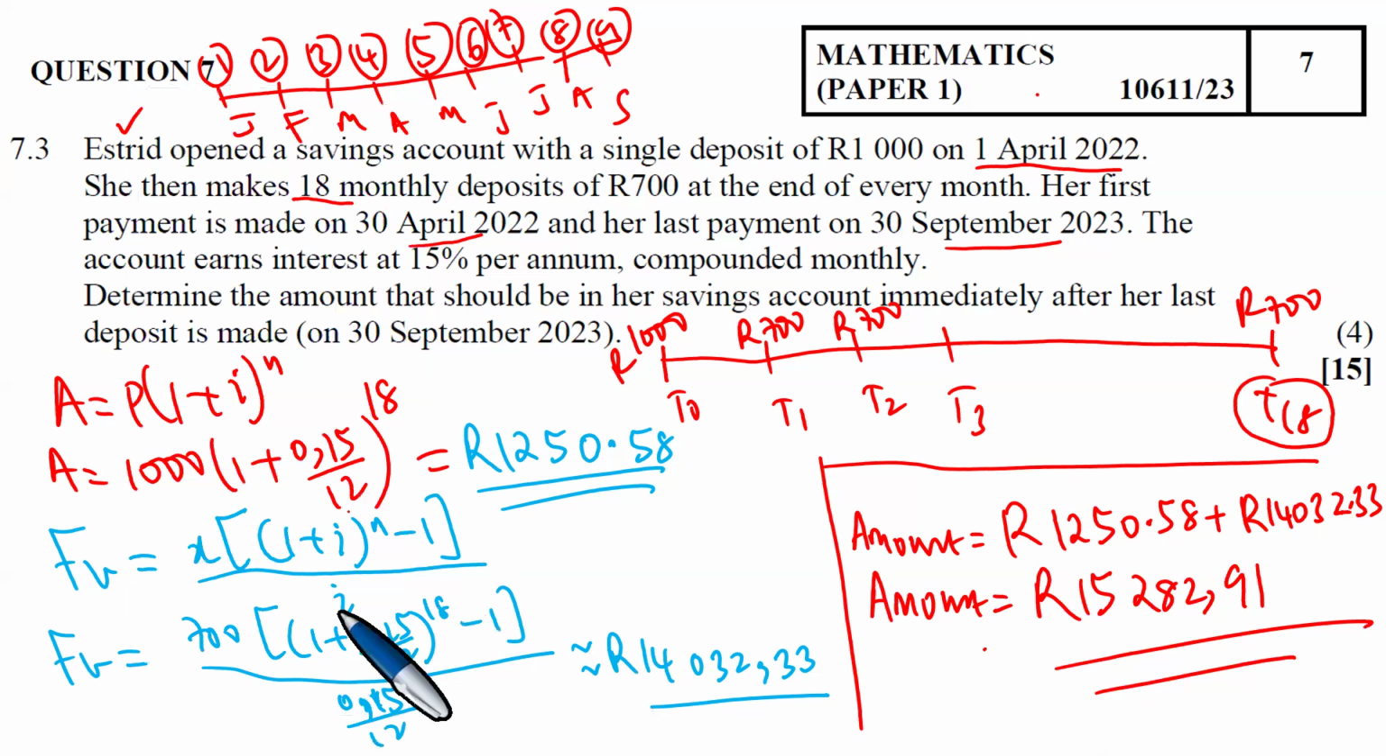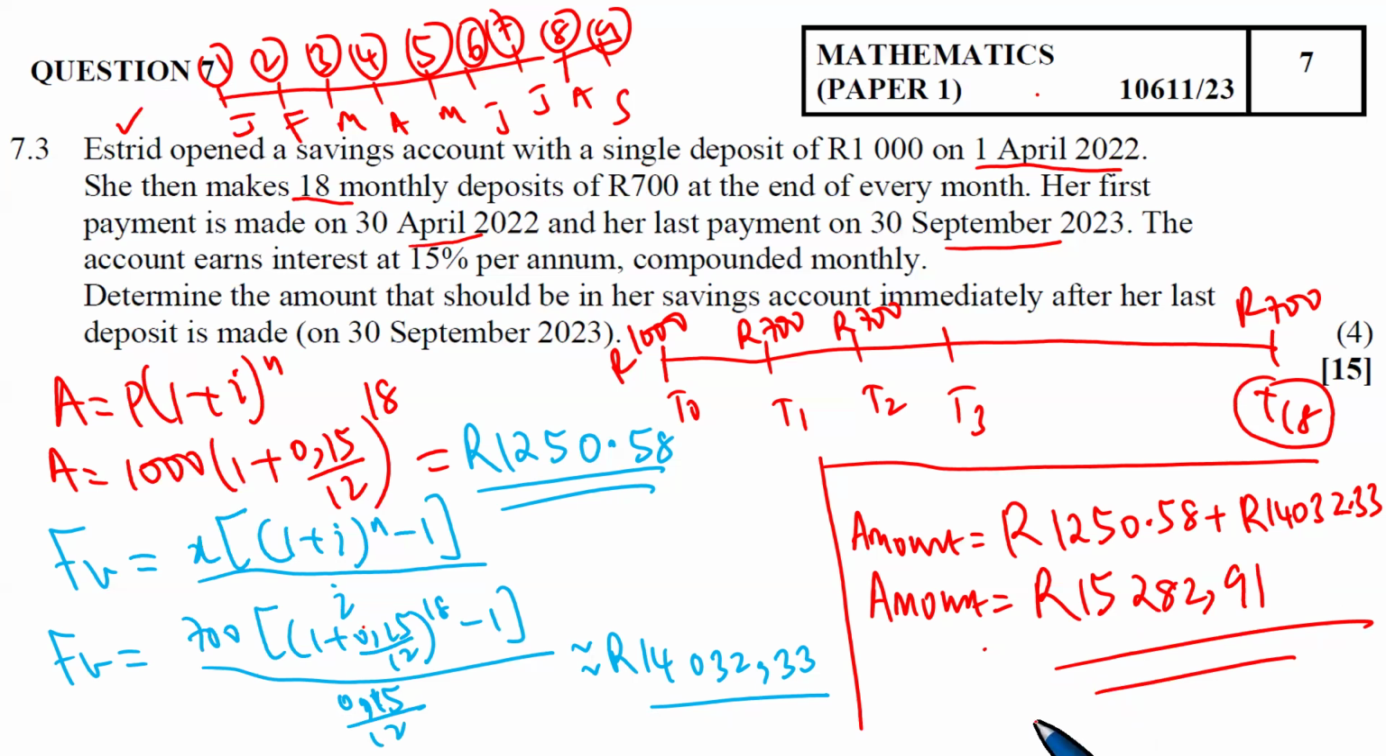So in other words, the 1,000 is going to grow to exactly 1,250.58. The future value of the deposits of 700 rand will amount to 14,032.33, whose summation is 15,282.91. Move on to the next question.